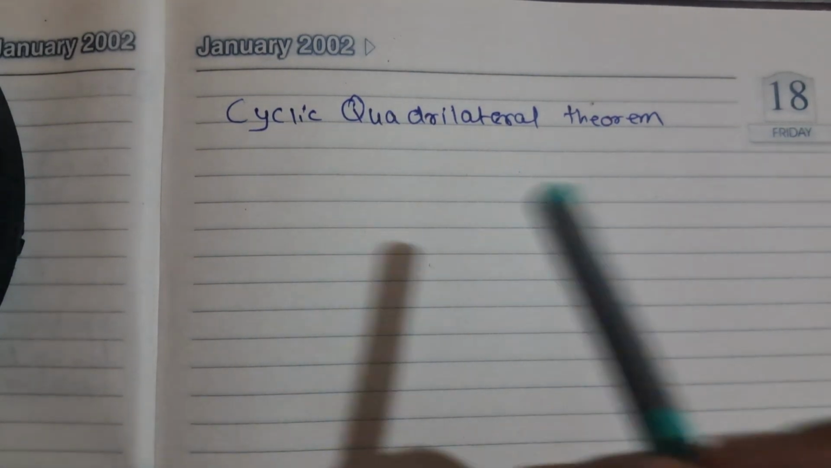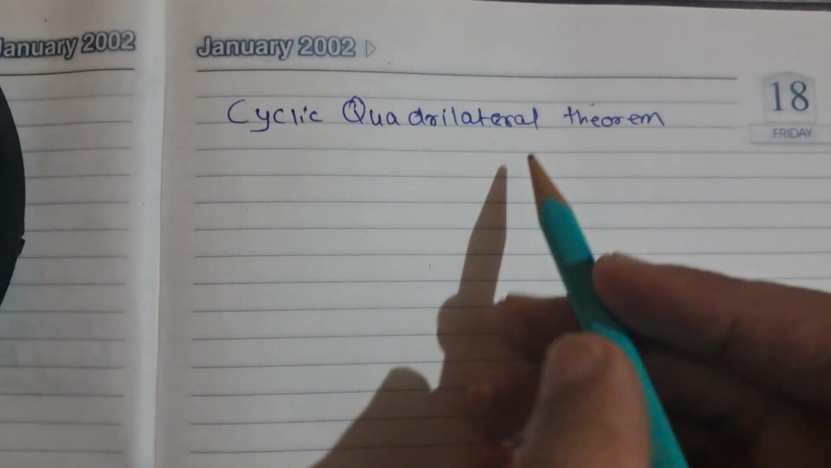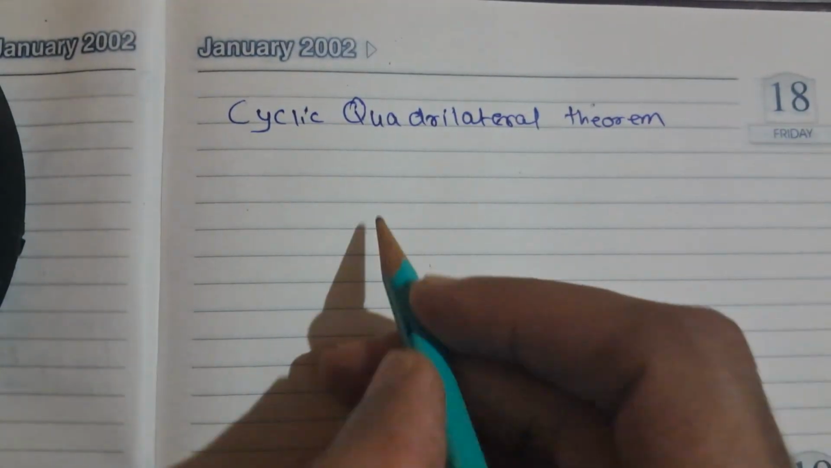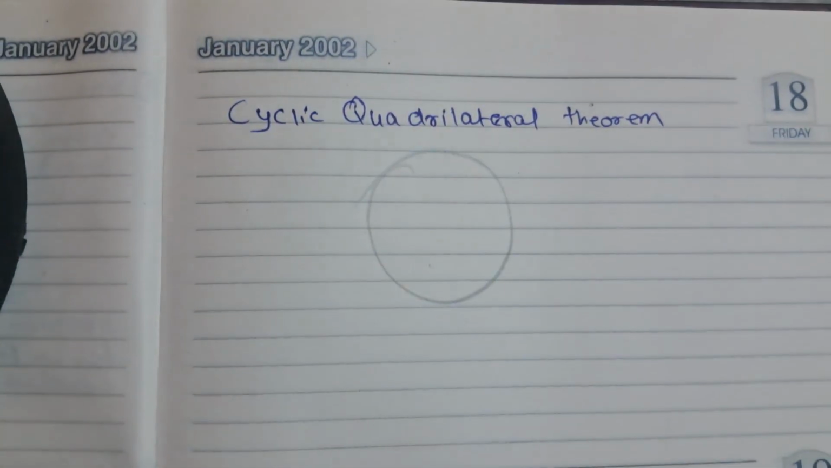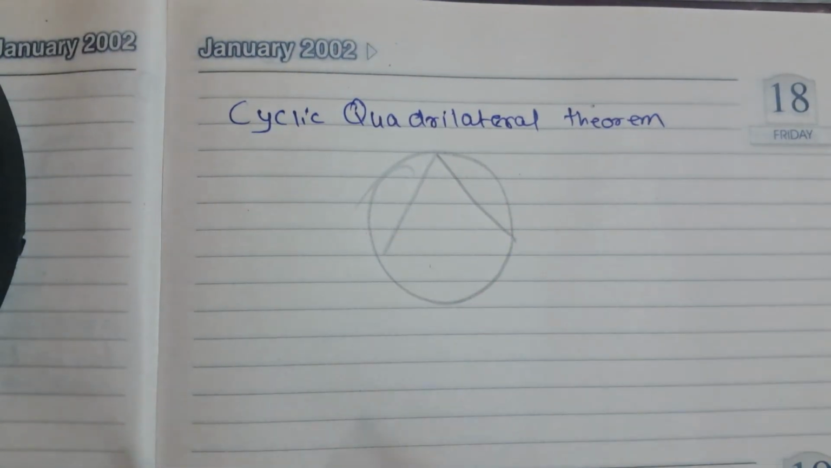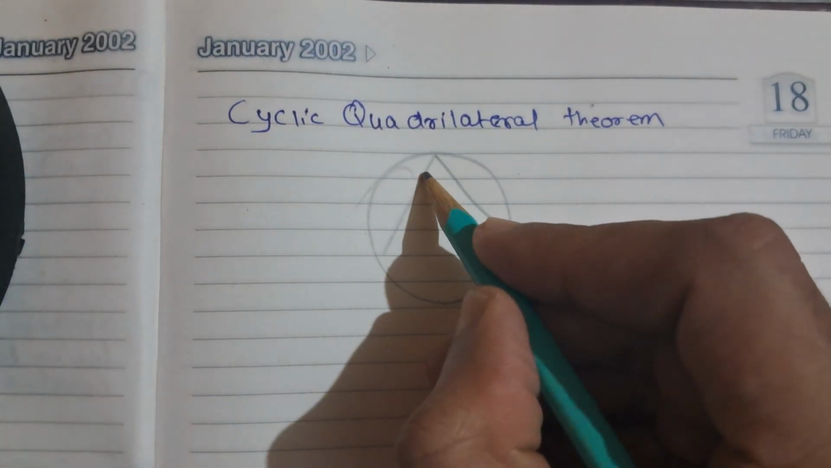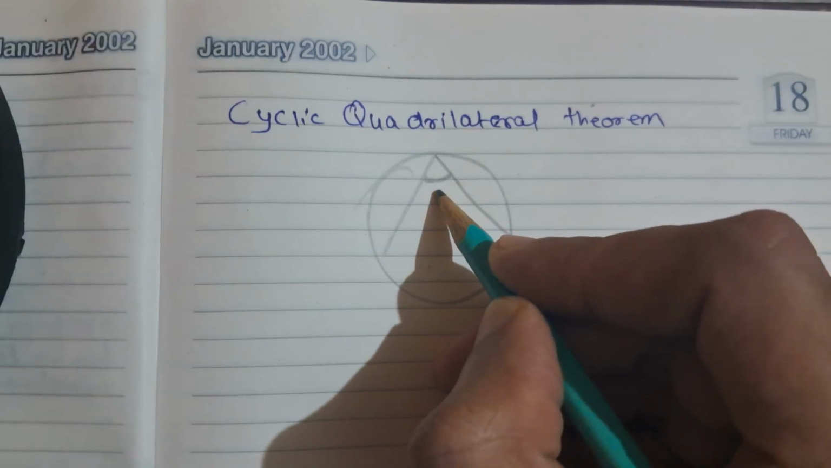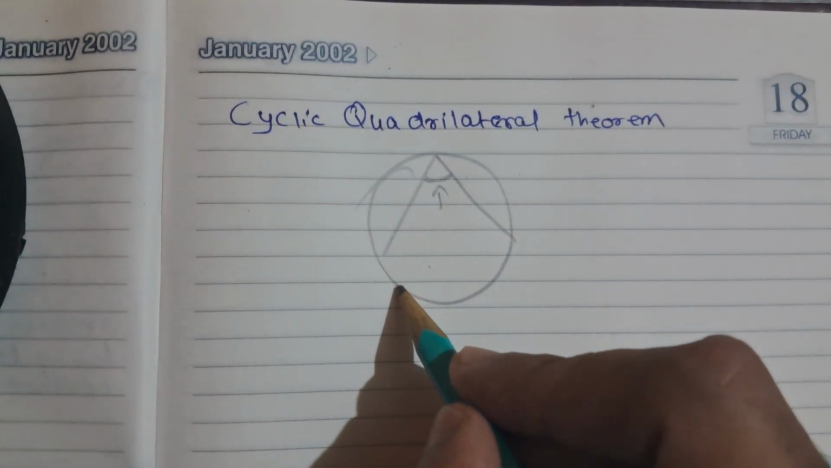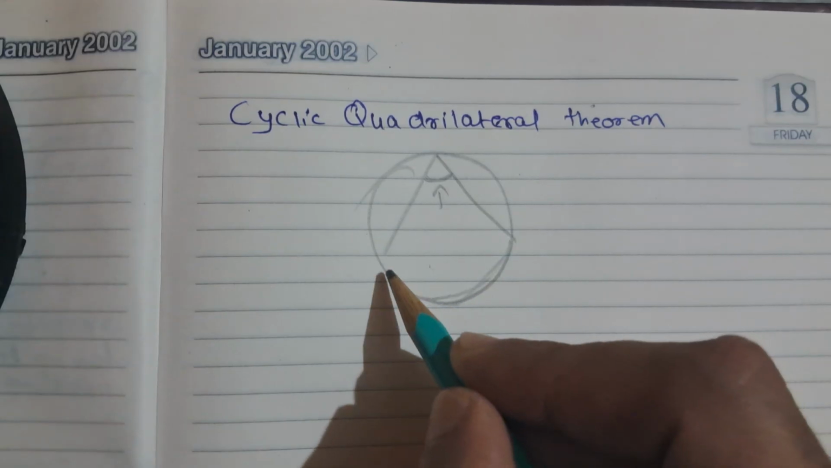Cyclic quadrilateral theorem. As in any theorem, whenever you start understanding a theorem, there are some basic concepts that you should be aware of. For example, if I take a circle like this, and if I create an angle like this, it is called an inscribed angle, right? And if I ask you what is the measure of this angle, how will you find the measure of this angle? So the way is to take half of the arc opposite to it, correct?